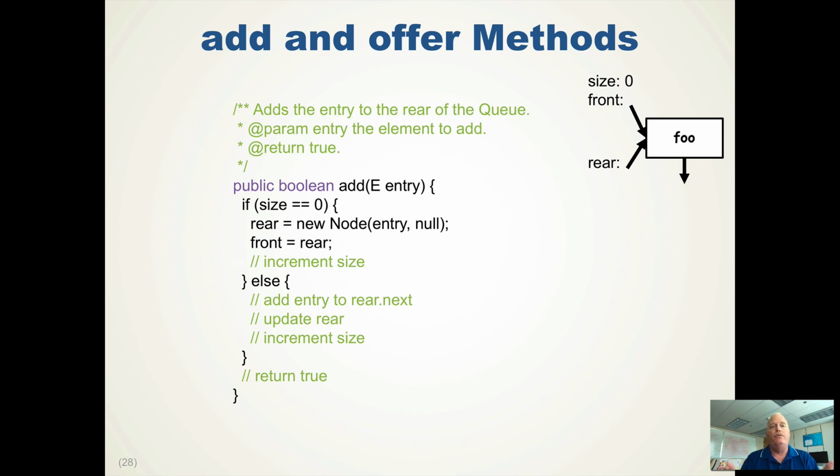And if the size is 0, front didn't point to anything. We increment the size to 1. We could have done size plus plus if we wanted to. And then we return true. And we've done that. So now let's look at this other case.